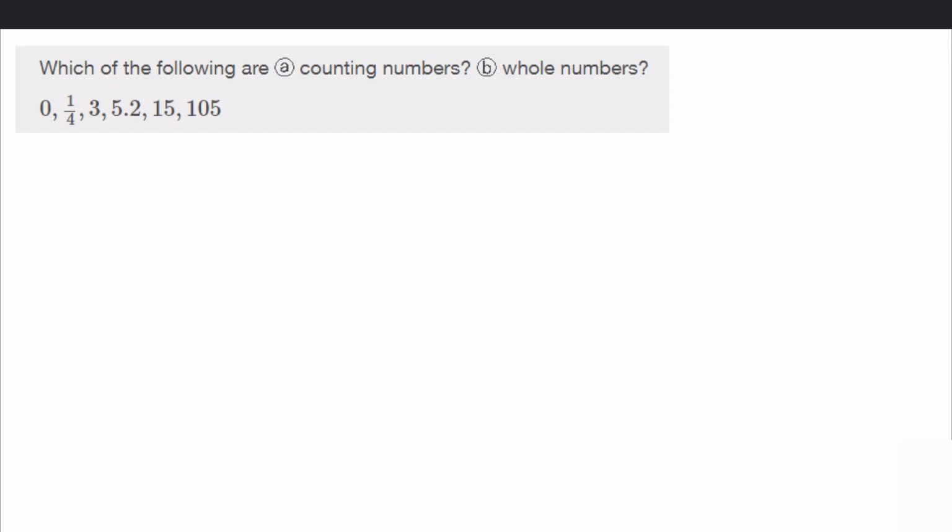We have a question here. Which of the following are counting numbers and whole numbers? So let's label our counting numbers for part A and our whole numbers for part B. First, let's define what counting numbers and whole numbers are.